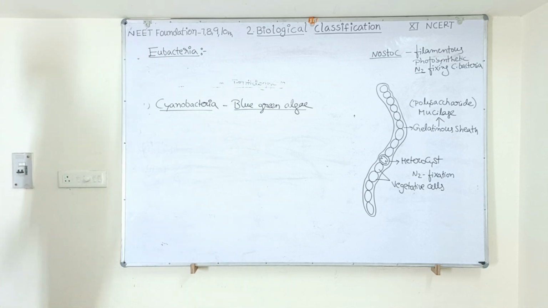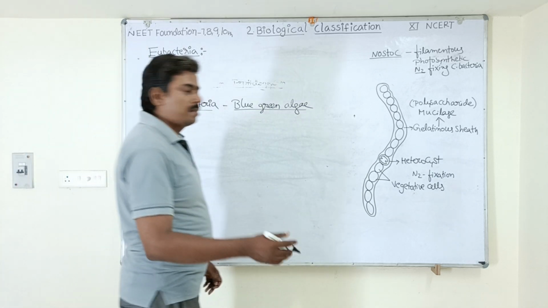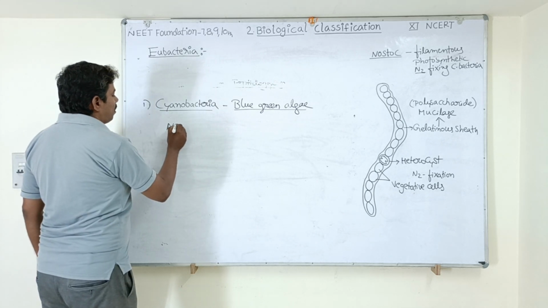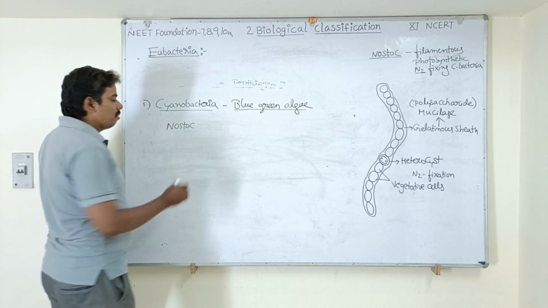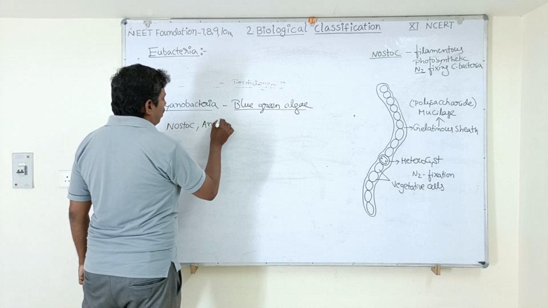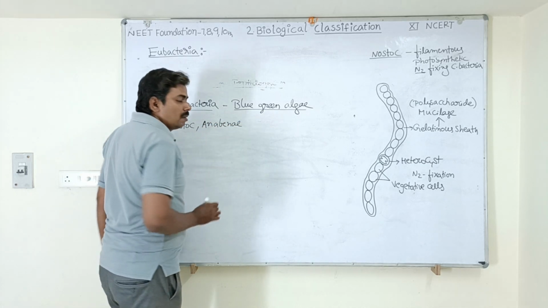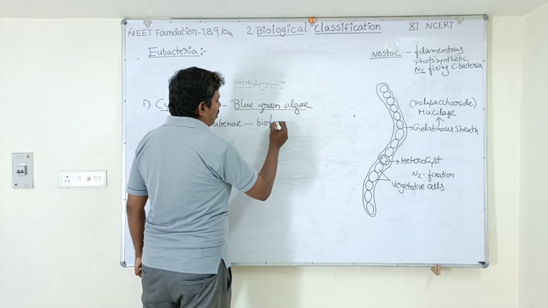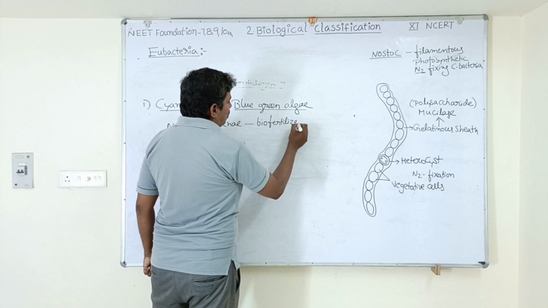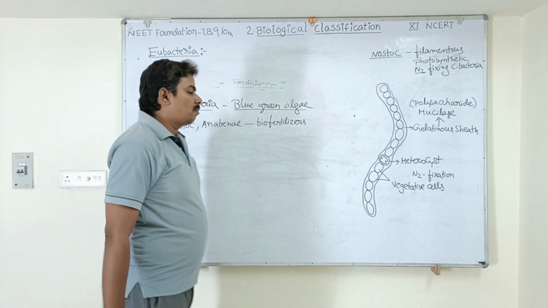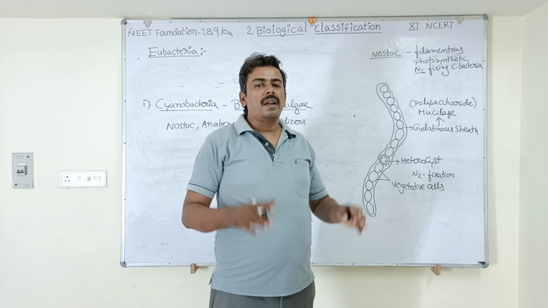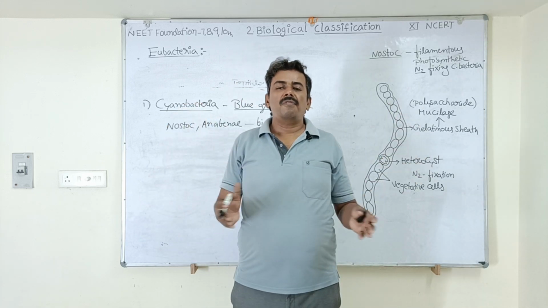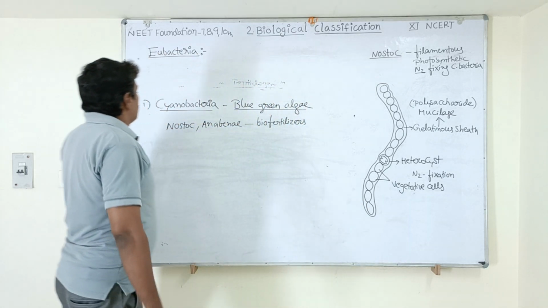So now we will discuss some more points about cyanobacteria. Just now we have discussed the cyanobacteria called nostoc, and another cyanobacteria, anabaena. These two are beneficial to farmers. Both of them are used as biofertilizers in paddy fields. Farmers apply these cyanobacteria in their paddy fields. They carry out nitrogen fixation and increase the fertility of the soil.